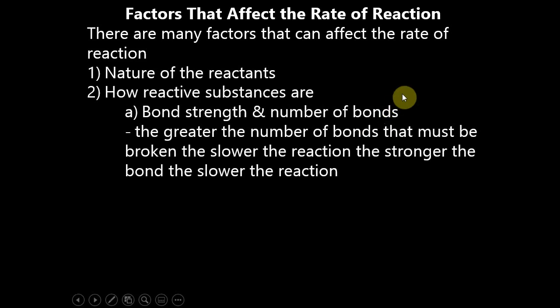Secondly, how reactive those substances are. Bond strength plays a vital role here, because in order for reactions to take place, bonds have to break, atoms have to rearrange themselves and create new bonds. So if it takes a lot of energy for bonds to break, that's going to slow things down. If it doesn't take much energy for bonds to break, then things will go a little bit faster. Similarly, in rearranging and forming new bonds, if the new bonds require energy to form, that's going to take a little longer. If they release energy to form, that's going to go a lot quicker.